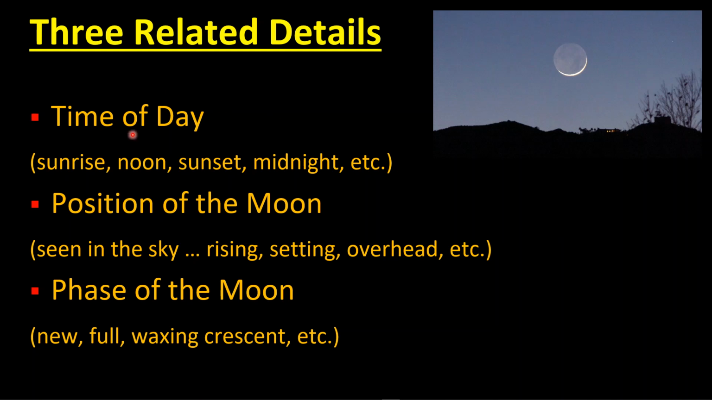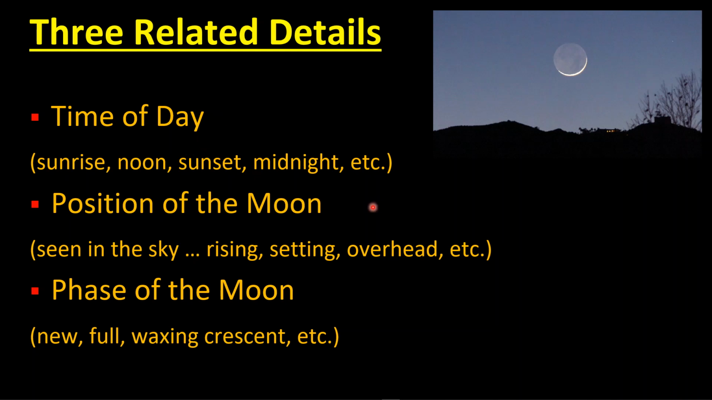The first one is the time of day, so what your watch would say. For this assignment, we're going to make it even more simplistic. We're just going to simply say things like sunrise, noon, sunset, or midnight. But to be technically correct, you could actually use the time on your watch or the time on a clock. So the time of day can be very specific, but for this assignment, we're going to keep it very generalized.